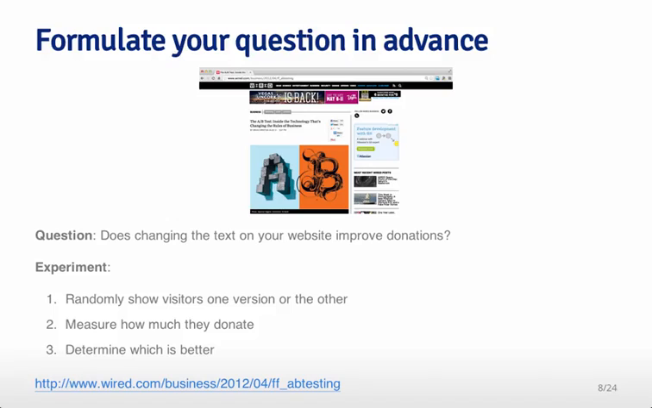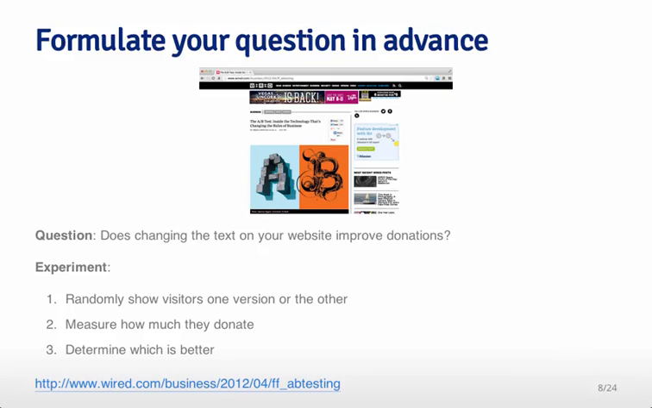So the first thing that you need to do when you're actually performing the experiment is formulate your question in advance. So the key component of data science, if we're going to define it for the purposes of this course track, is that it's actually a scientific discipline. And a scientific discipline requires that you're answering a specific question when you're using data. So here's one example of that.